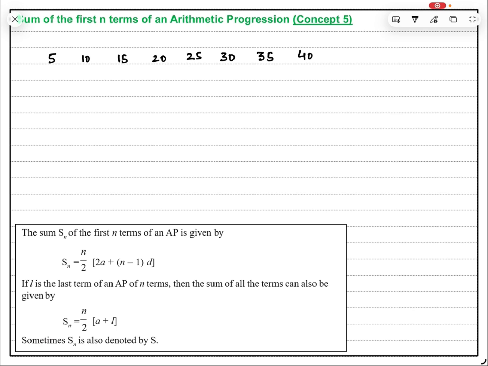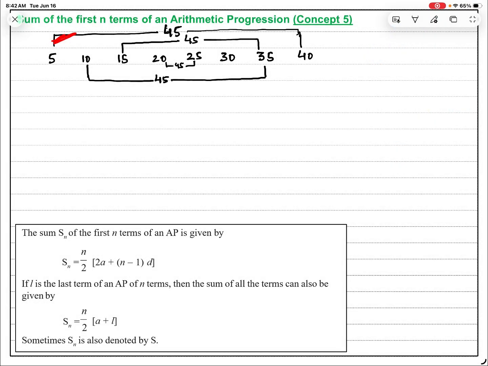Now the task at hand is I have to find out the total of all these terms. So I have to add 5, 10, 15, 20, 25, 30, 35, 40 and find what is the sum total of all these n numbers. So moving on to the next concept here.